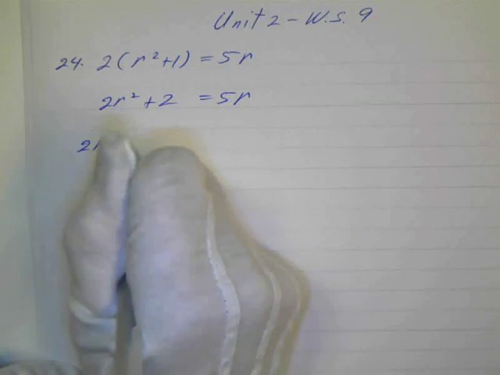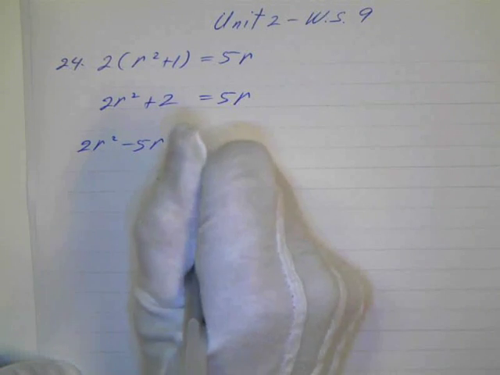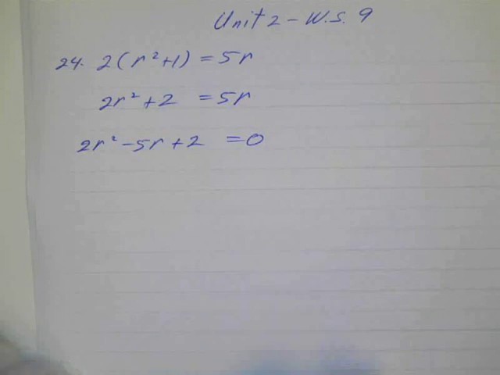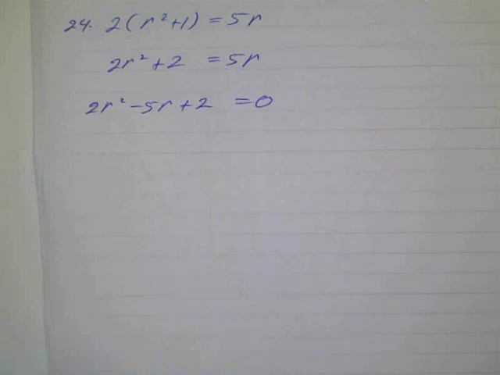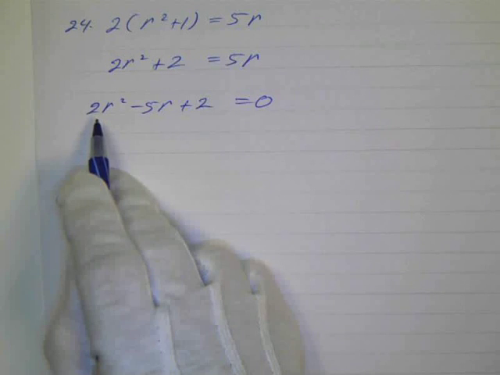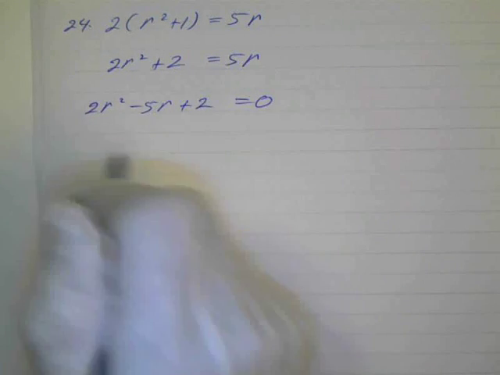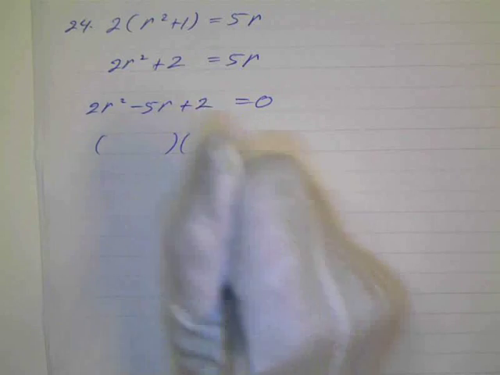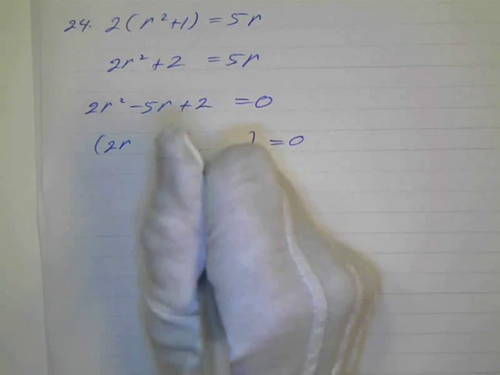So we have 2r squared minus 5r plus 2 equals 0. So now we have a general trinomial, and we can use our general trinomial method. But since we have a 2 here, the only way we can get r squared is 2r times r. So we can try to do this by noodling it out. This is 2r, and this is r.